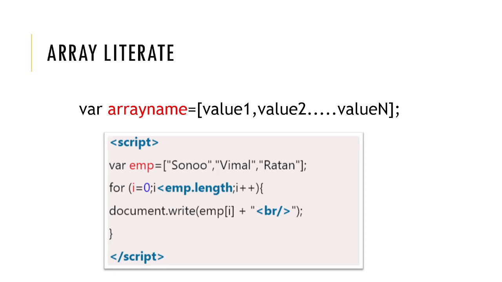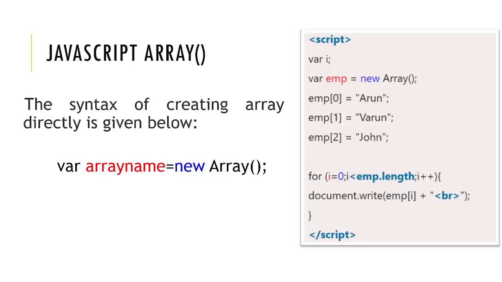The previous example I took as arr. arr of 0 takes the first element, arr of 1 takes the second element, and so on. Okay, so this is how you can use the array concept, the first method, by using an array literal. Let's see the second method.